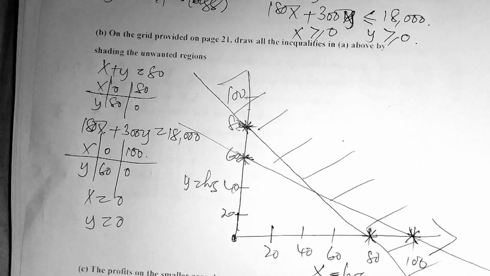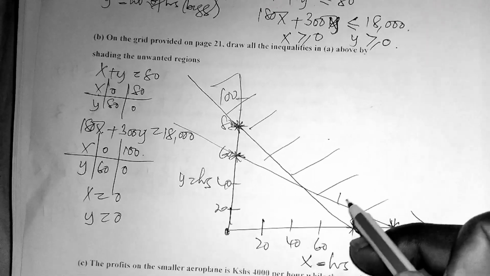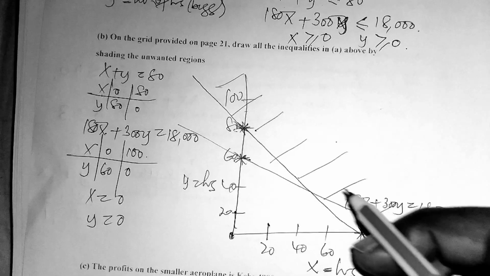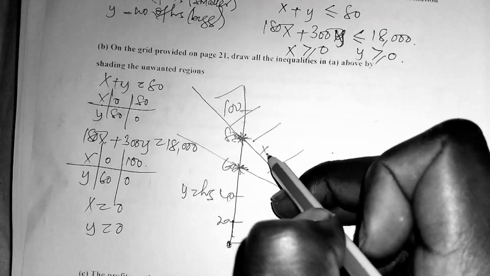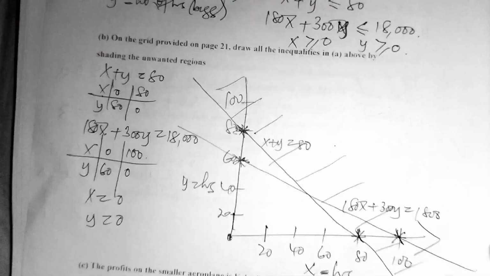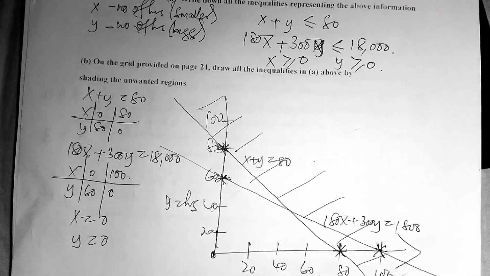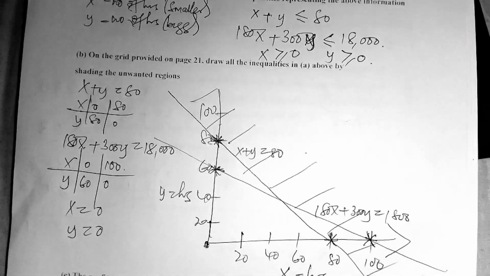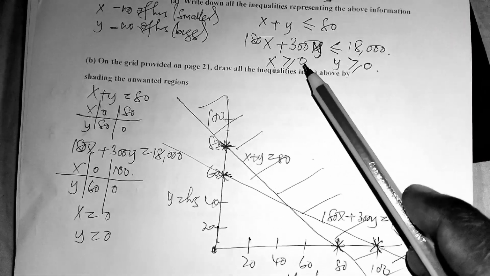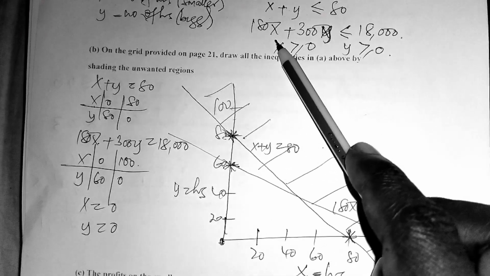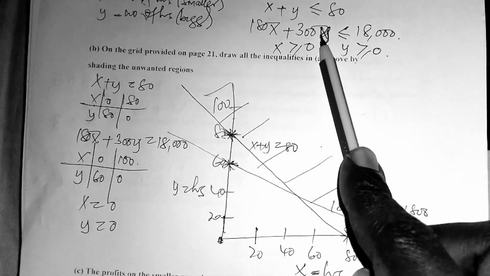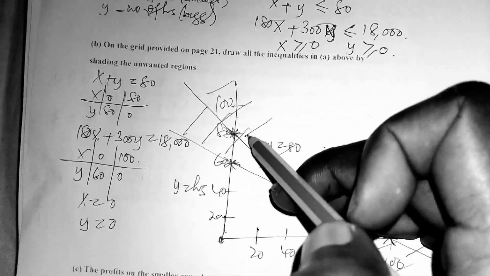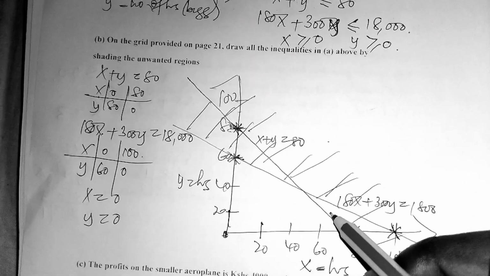Then now this is 180x plus 300y is equal to 18,000, and you label your graph. This one is x plus y is equal to 80. For the inequality, if you test using the origin, which is on this side of the line, you can use any point, but the best is the origin. You have 0 plus 0 when you replace x and y, which is less than 18,000, which is correct. So the unwanted part is this other side.